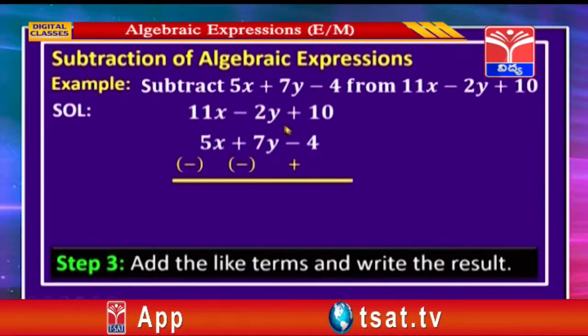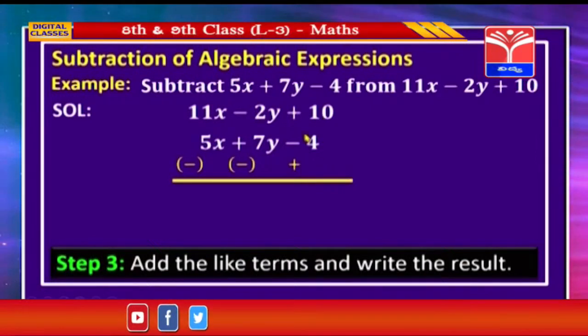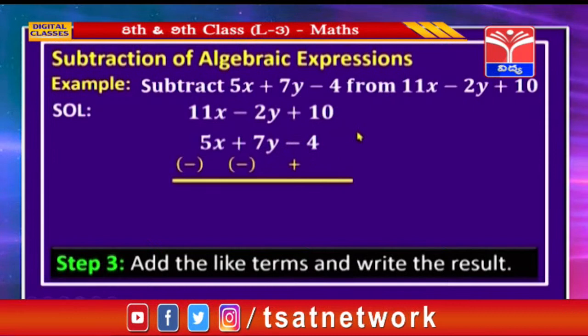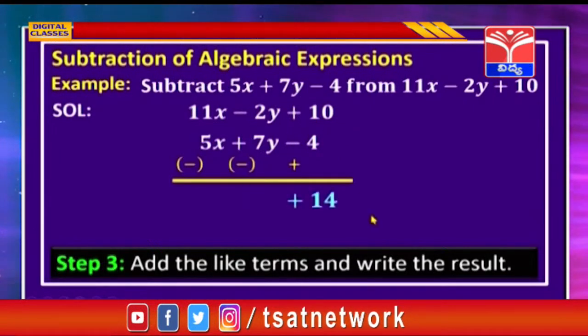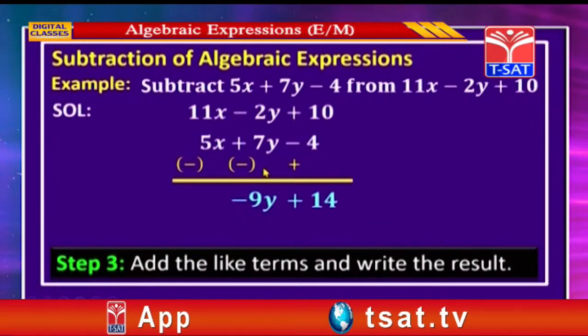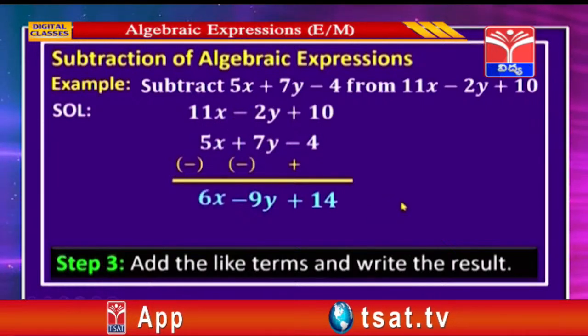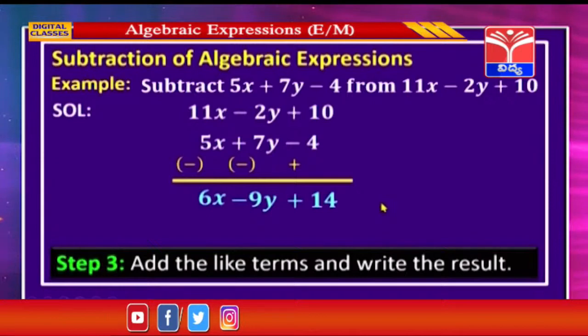So here what are the like terms? Here both are constants. So 10 plus 4. Now we are not going to bother about this sign. 10 plus 4 is 14. And then here minus 2y minus 7y will be minus 9y. And here 11x minus 5x, you get 6x. Hence, on subtracting these two, I got 6x minus 9y plus 14.